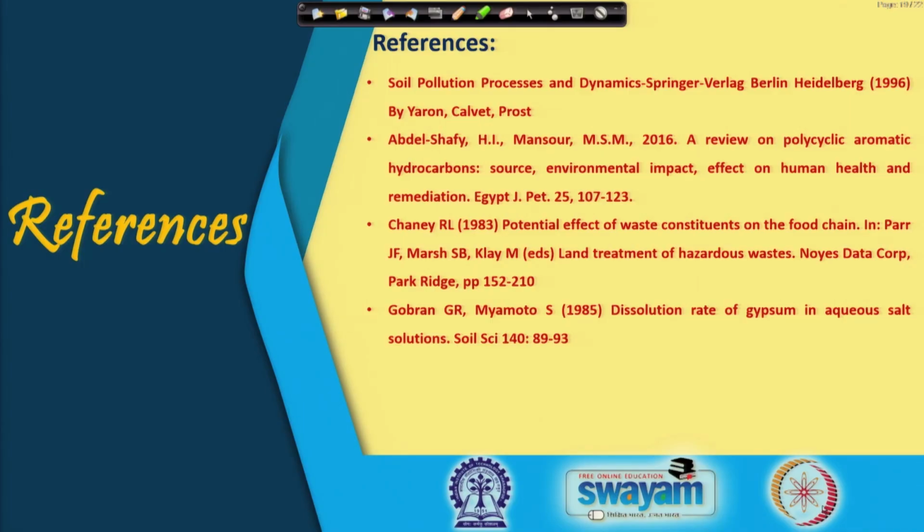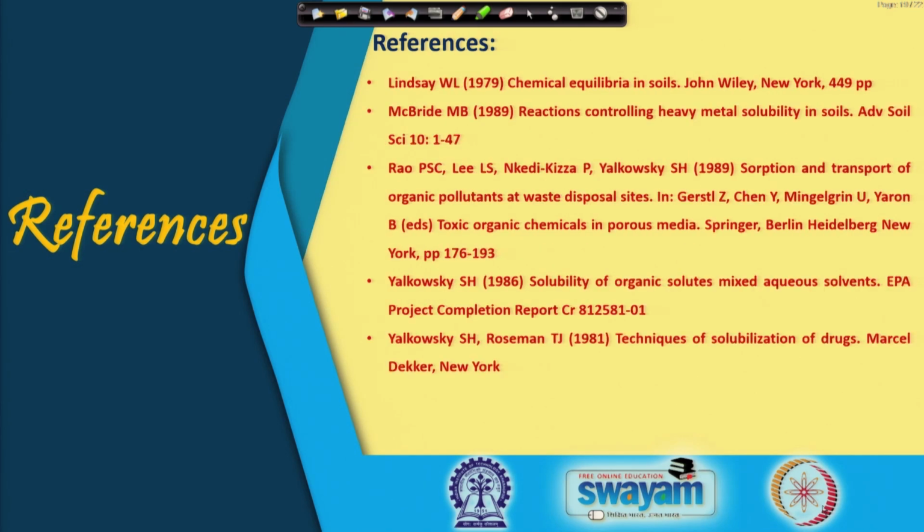So, guys, let us wrap up our module 9, and these are the references which I used for this module. These are very good references you can follow. For example, Soil Pollution Processes and Dynamics written by Yaron, Calvet and Prost, as well as this very good review on polycyclic aromatic hydrocarbons written by Abdel-Shafy and Mansour in 2016, and also Cheney's potential effect of waste constituents on the food chain, written by Cheney, Gobran and Miyamoto, dissolution rate of gypsum in aqueous salts, and also these articles by Lindsay, McBride, Rao et al, as well as Yalkowsky. These are some very good references.